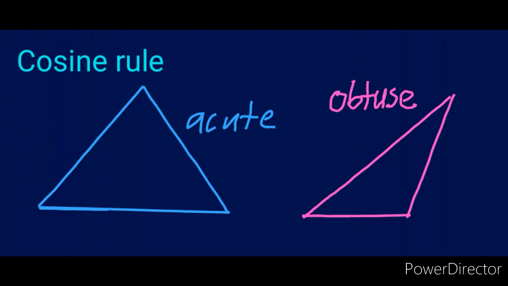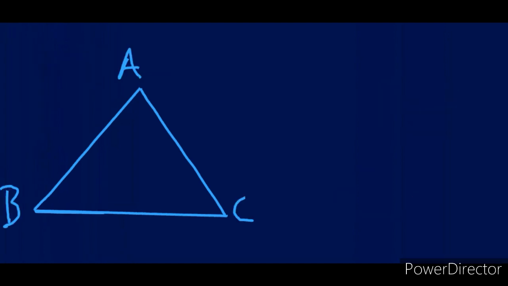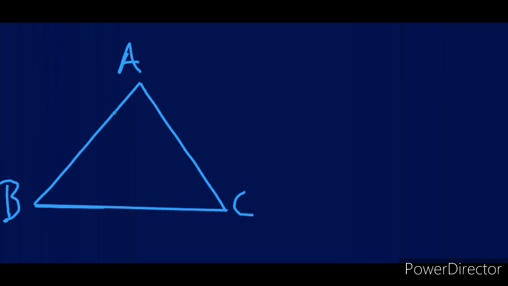So let's begin. Alright, let's call this triangle ABC. Since angle A is facing this side, we will call it a. Since angle B is facing this side, you will call it b. And since angle C is facing this side, you will call it c.